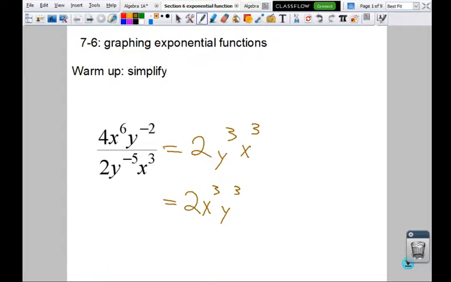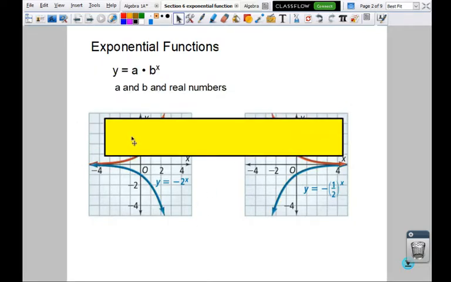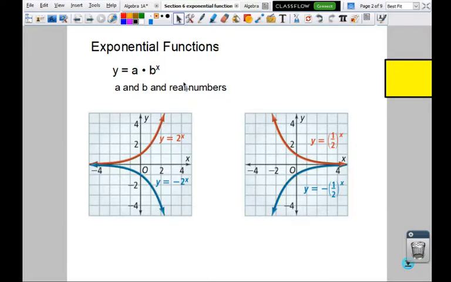All right, so this is going to be our last lesson in this chapter. And we're going to do a few different things. To start with, we're going to be looking at exponential functions. We're going to be doing a little bit of graphing today and some other stuff. So an exponential function usually looks like, it can look a little different, but it is y equals a times b to the x, where a and b are real numbers. So y equals a times b to the x. That is my exponential function.